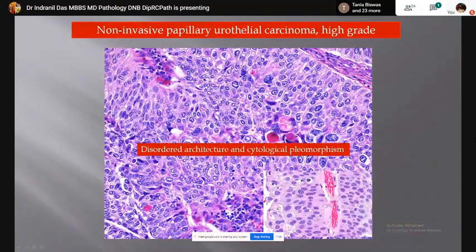This is the non-invasive papillary urothelial carcinoma, high grade. The tumor cells show large nuclei with marked variation in the nuclear sizes. The chromatin is vesicular. Conspicuous nucleoli can be seen, and polarity is almost disorganized.